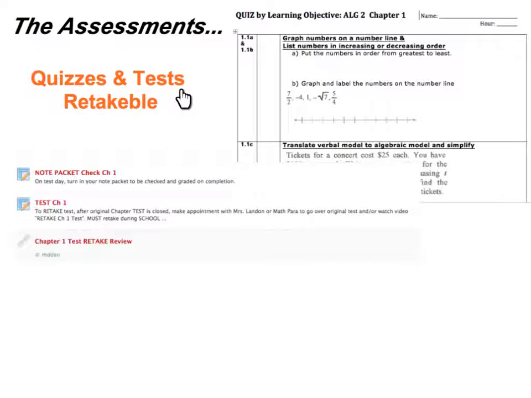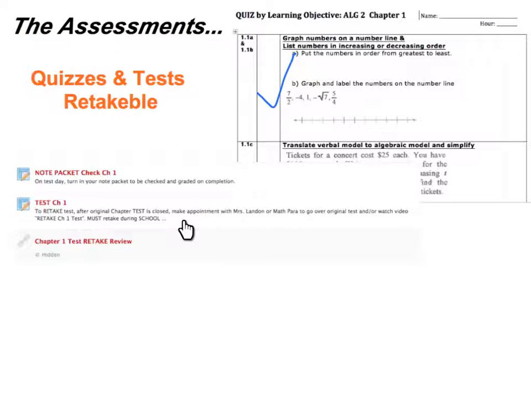All quizzes and tests are retakeable 1 time. For any questions on a formal quiz in which you did not earn a check mark, you can retake that learning objective 1 time on a second quiz. To prepare for that, seek out the teacher for extra help or try the extra practice problems. Chapter tests are also retakeable.